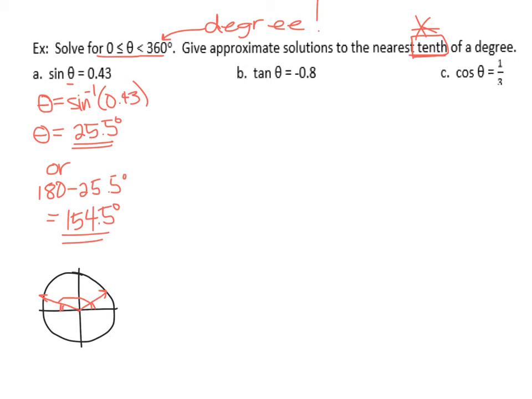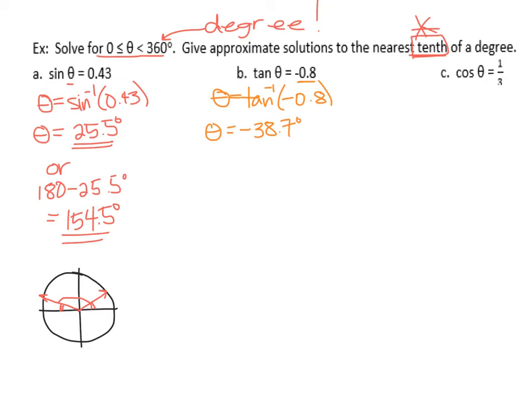All right, let's try the next one. Now it says tangent of theta is negative 0.8. Thinking about when tangent is negative, we know that that's in quadrants 2 and 4. So our answers need to be degree measures that fit that criteria. In degree mode, let's make sure to type in our inverse for tangent. And we have negative 0.8. Type in tan inverse of negative 0.8. And what ends up happening here is we get a negative answer. We get negative 38.7 degrees.